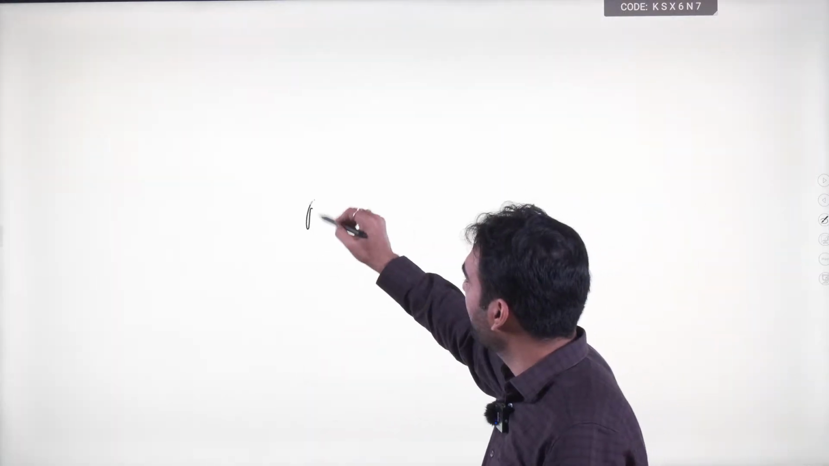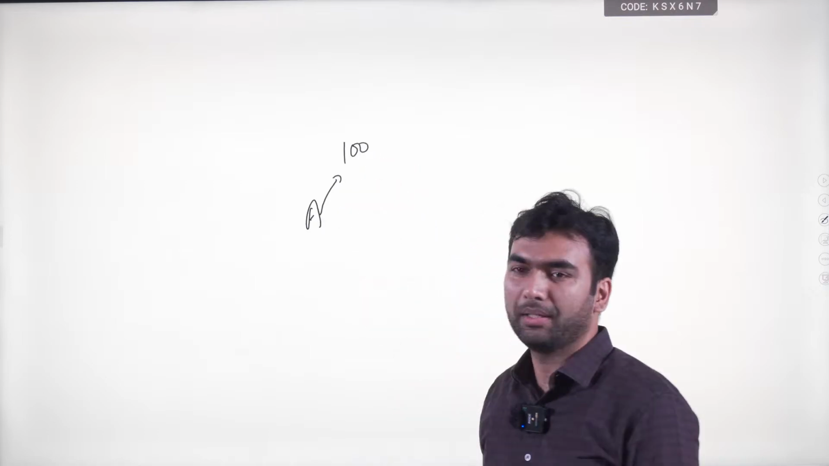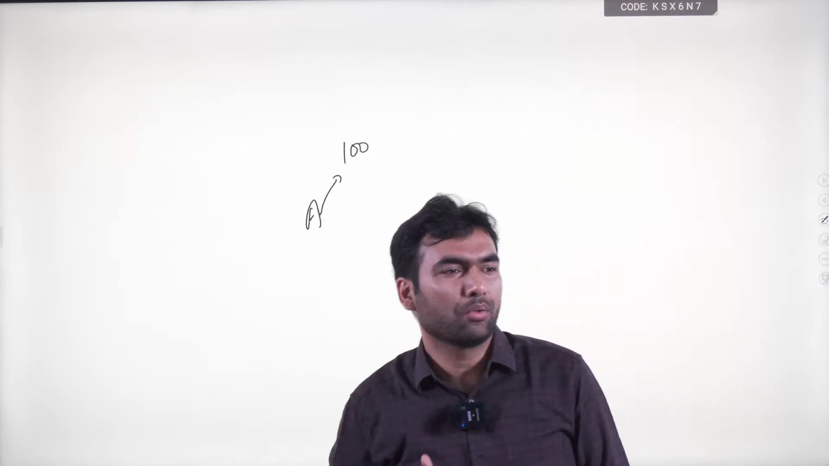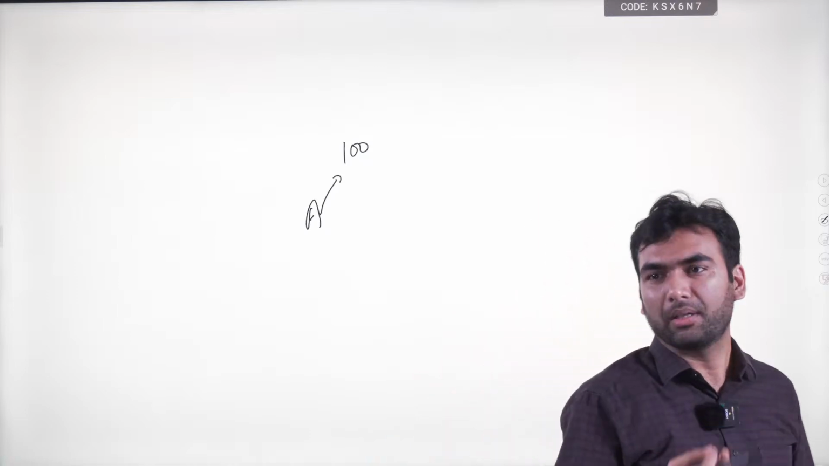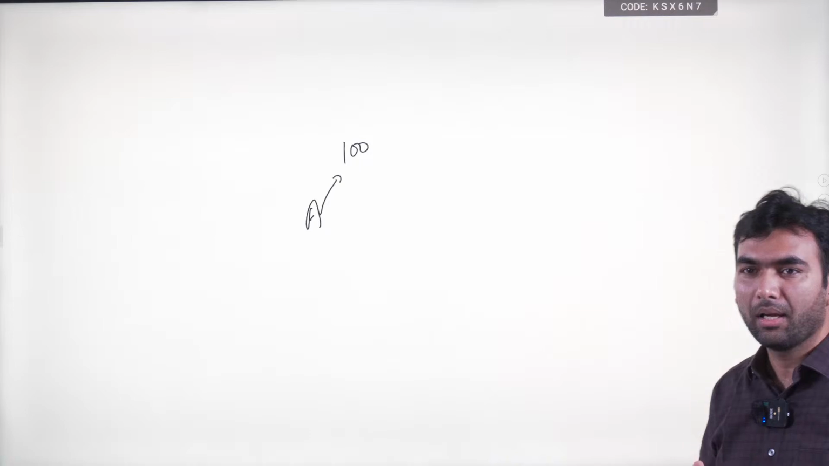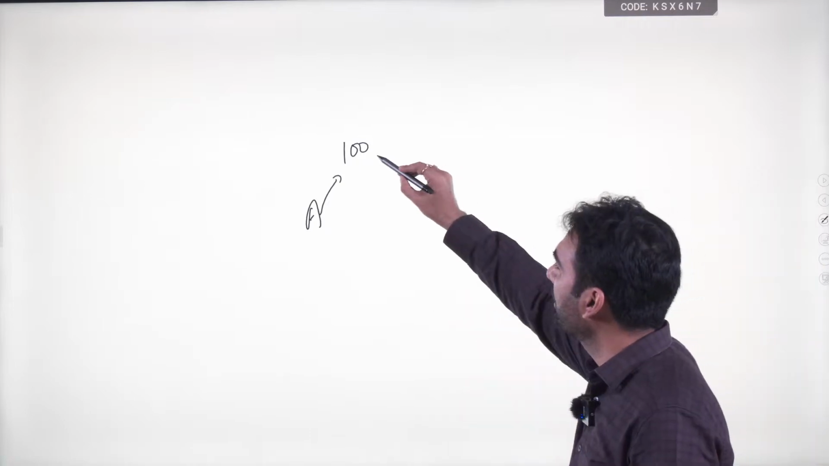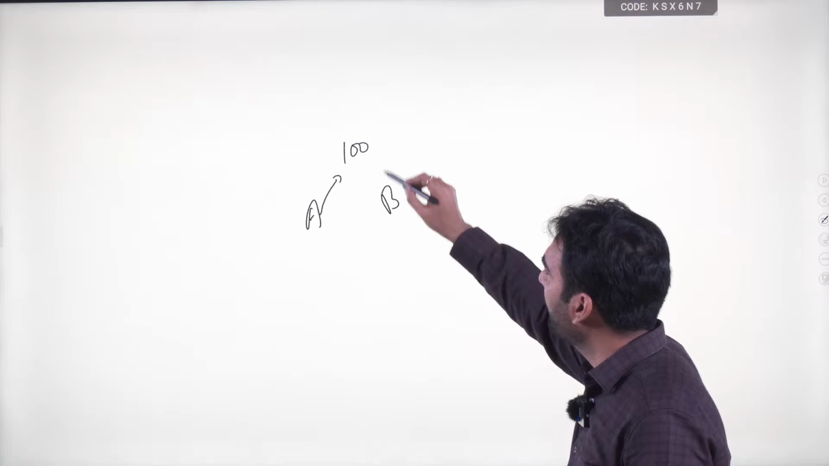Suppose there was a person, Mr. A, he deposited 100 rupees in bank. Now, what will bank do with this 100 rupees? Bank has to pay interest on it also. So bank would immediately find another person, Mr. B, and lend this 100 rupees to that person.